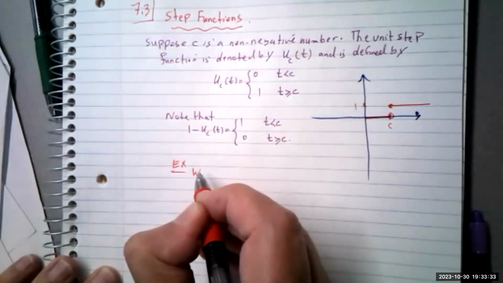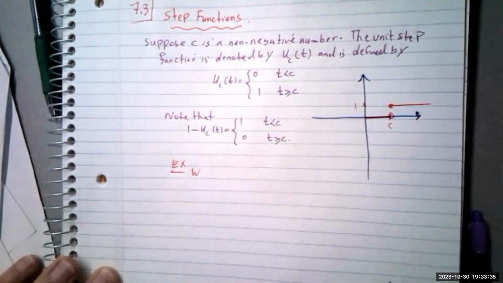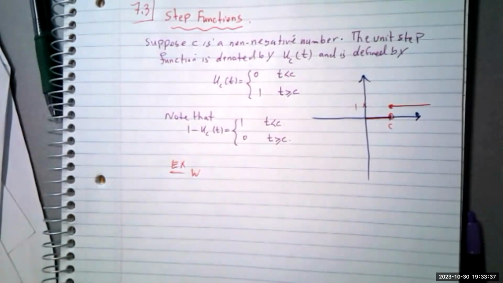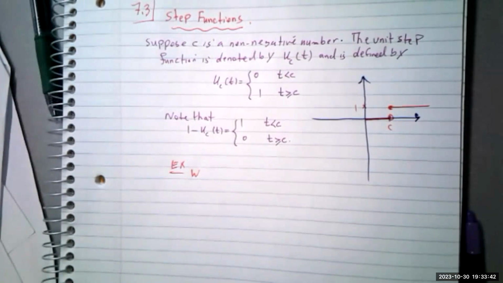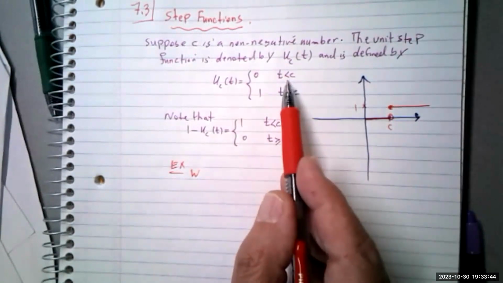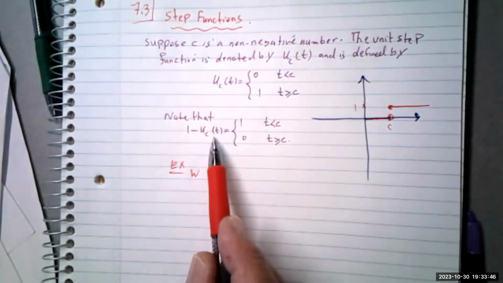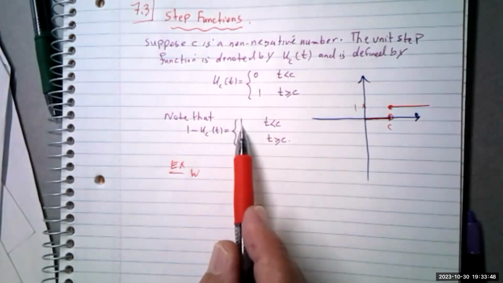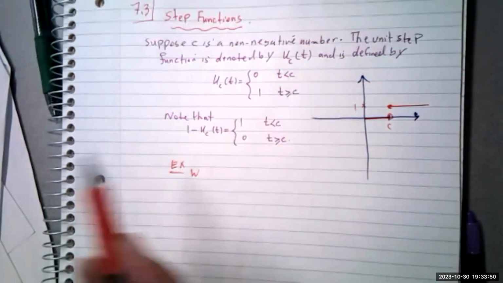Would like you to write, yes? For the second one, 1 minus u_c of 2, why is it 1 and not negative 1? Just substitute. If t is less than c, u_c is 0. So 1 minus 0 is 1. Oh, okay. The second one, 1 minus 1 is 0. Okay.